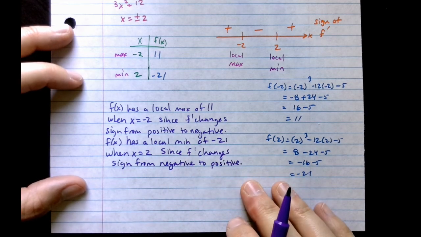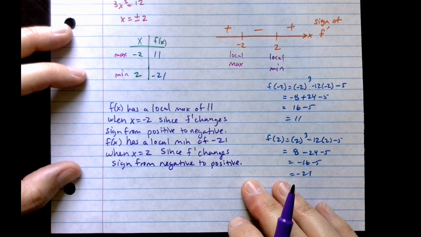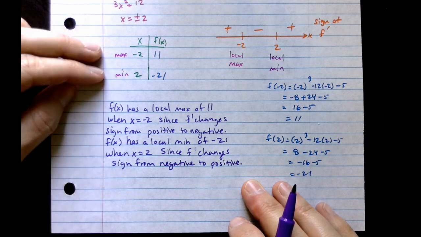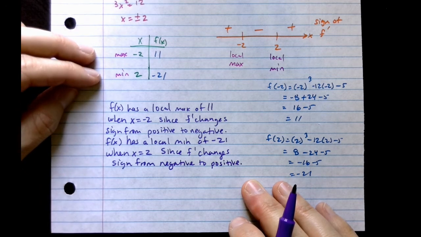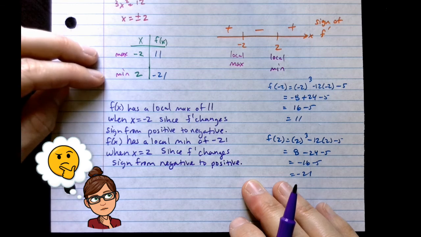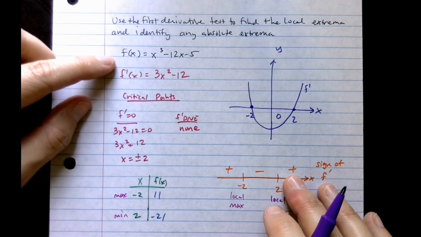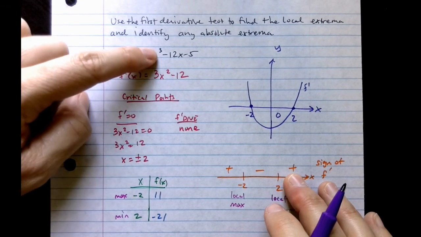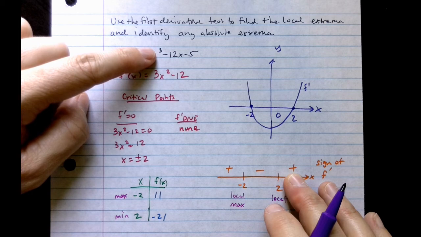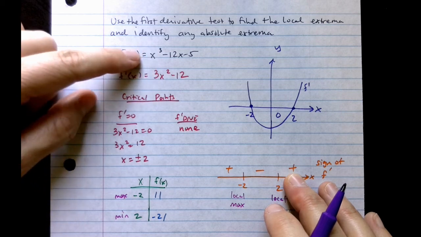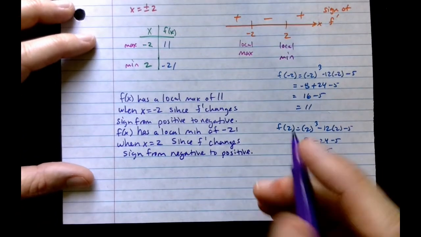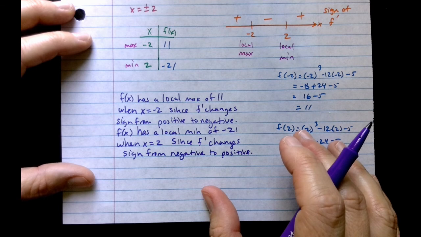Lastly, the directions did ask us to identify any absolute extrema. Now, I know these have to be locals because of the first derivative test. Now, think about it. How do I know that there has to be no absolute extrema? Well, remember, this is a polynomial. Its degree is odd. So that means its end behavior is opposite. So by definition, there can't be any absolute extrema because its range will be all real numbers. So we're going to say f of x has no absolute extrema because its range is all real numbers.